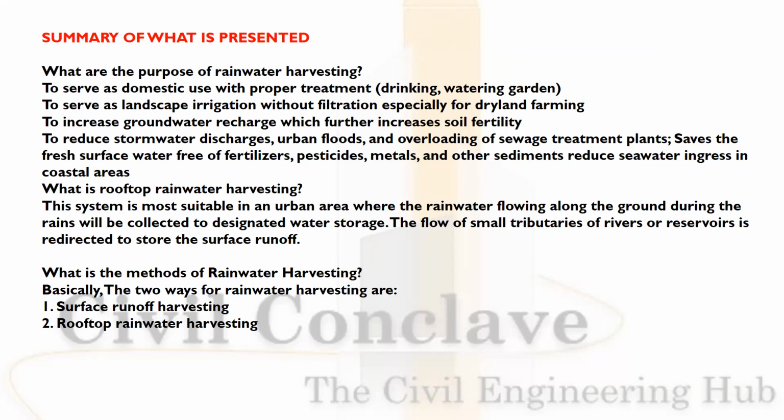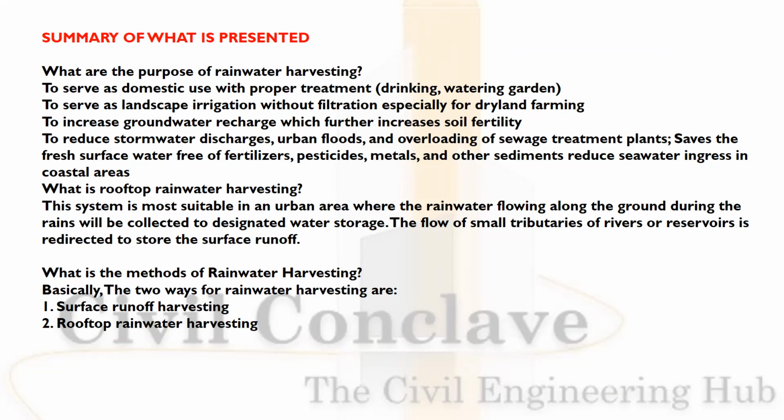Summary of what we have presented and what we learned so far. What was the purpose of rainwater harvesting? To serve domestic use with proper treatment, to serve landscape irrigation, to increase groundwater recharge, which further increases soil fertility, to reduce stormwater discharges, urban floods, etc.